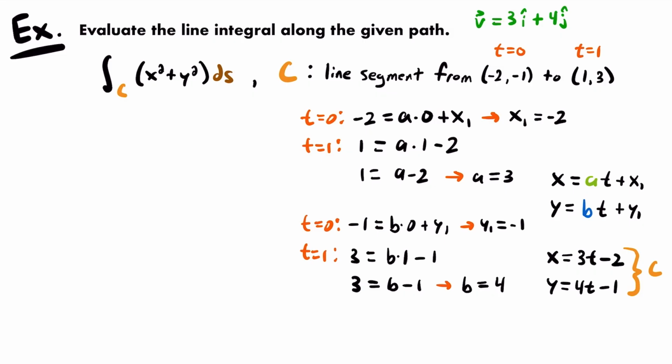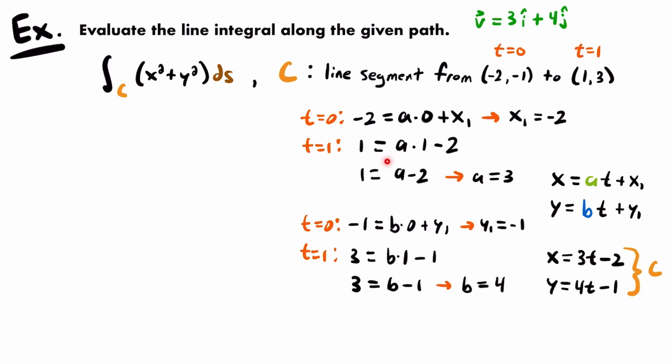And so 3, the x component, would be the value of a, which matches up with what we found for a from this method. And 4, the y component, would be the value of b, which matches up with what we found from this method as well. And then for the values of x1 and y1, those are the x and y coordinates of the initial point, which are -2 and -1, which is exactly what we found for those values from this method. Okay, so they are equivalent ways of approaching the same problem.